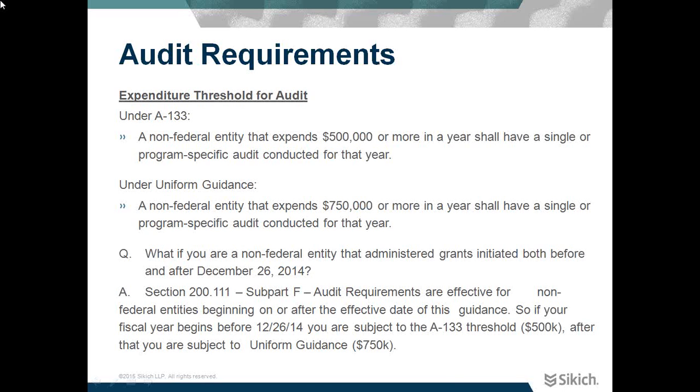If you are one of those entities that falls in between and you're uncertain which guidance is going to apply to you, here's the rule. If your fiscal year begins before 12/26/14, you're subject to the old rules, A133. If your fiscal year is beginning after that, you are subject to the new uniform guidance of $750,000. So for those of you planning for single audits, either in your budget or whether you're blocking off time to deal with auditors, this will be important for you.